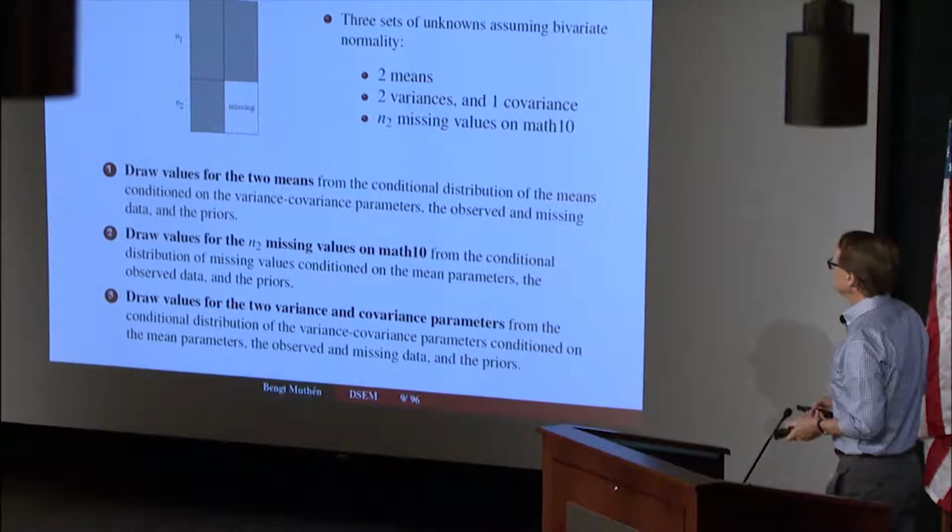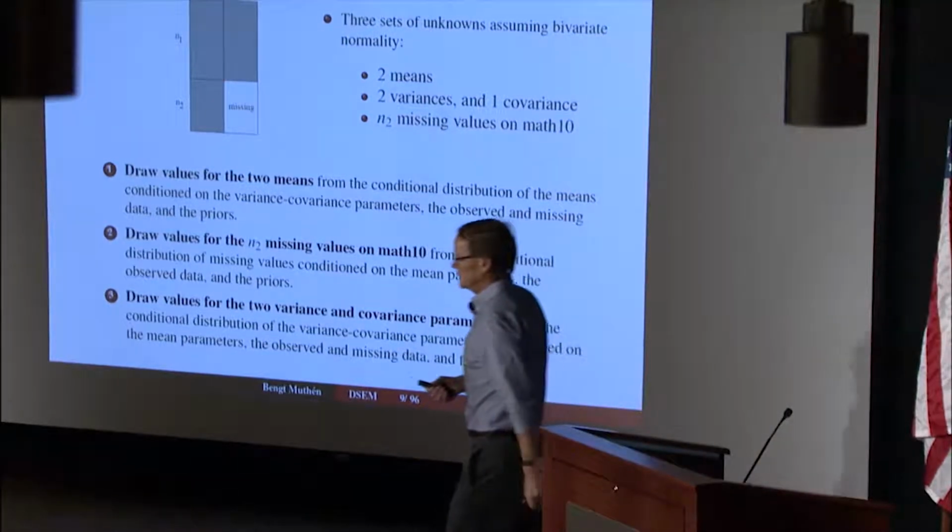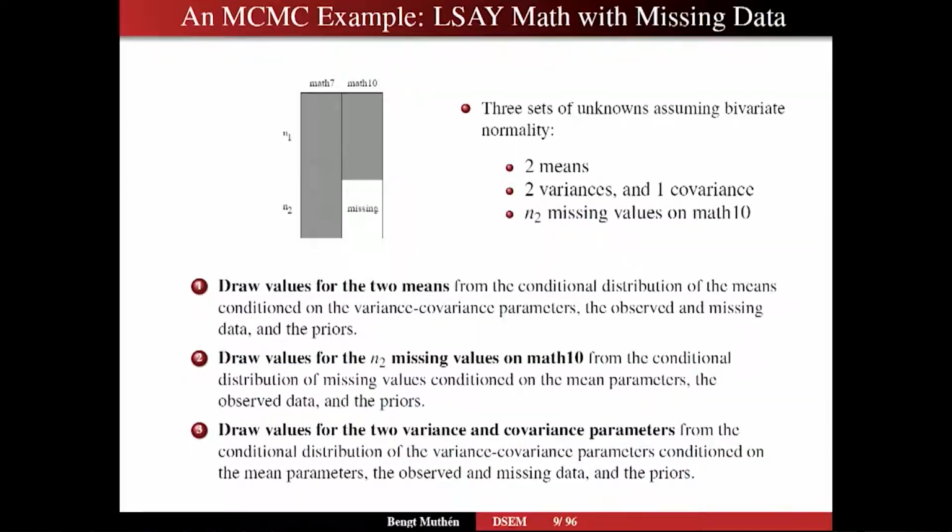Let's take an example, just to get you into this analysis. So you have, in this case, a bivariate situation. You have two variables, mathematics scores in grade 7 and grade 10. And for some people, you have missing data in grade 10. Perhaps they dropped out of high school and weren't there, or some other reason. Say that we assume bivariate normality for these two variables.